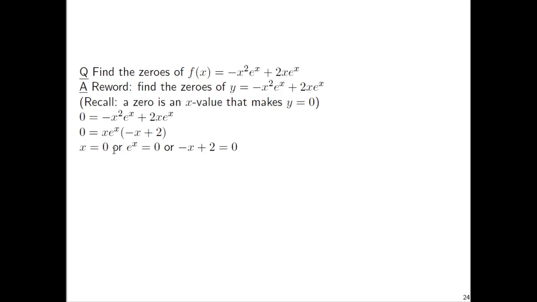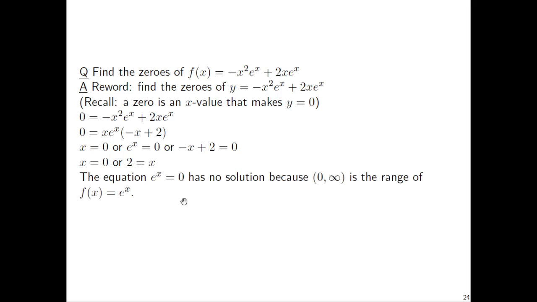So x equals 0, fine. For this equation, negative x plus 2 equals 0. If we add x to both sides, we'll have 2 is equal to x. What about this e to the x equals 0, that middle equation? The equation e to the x equals 0 has no solution because 0 to infinity, excluding 0, is the range of f of x equals e to the x.